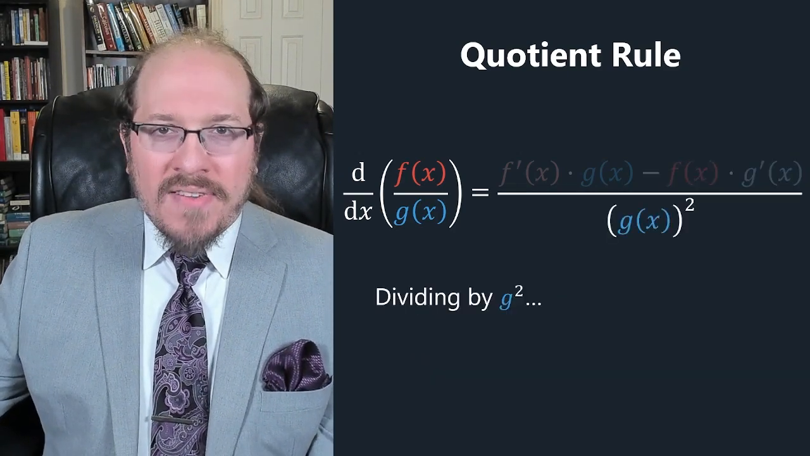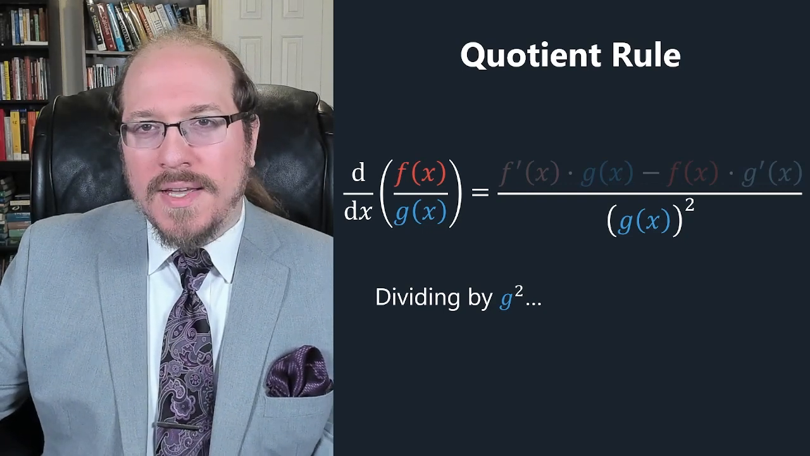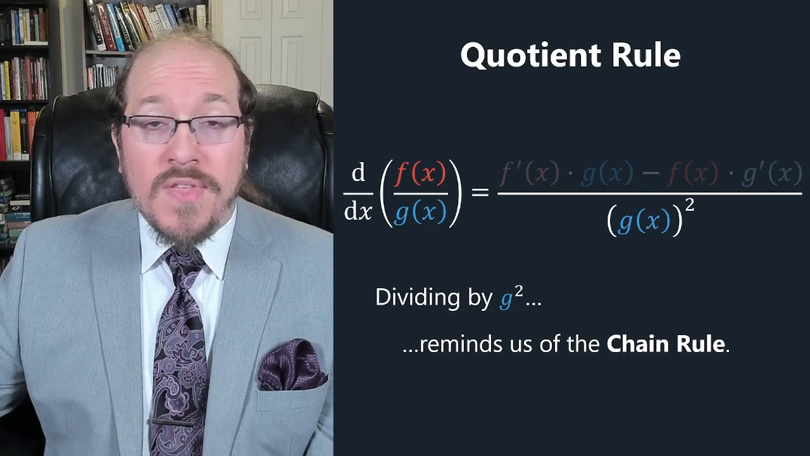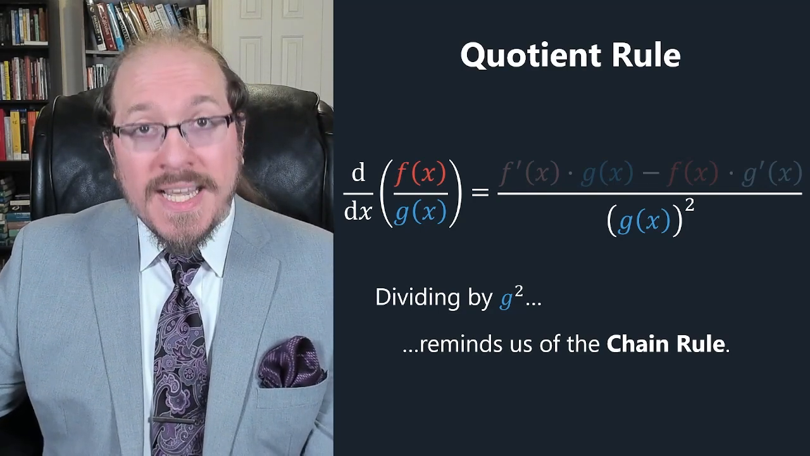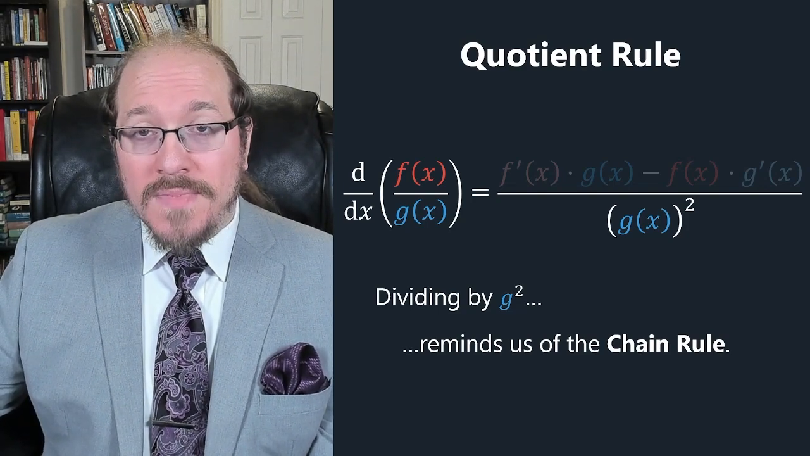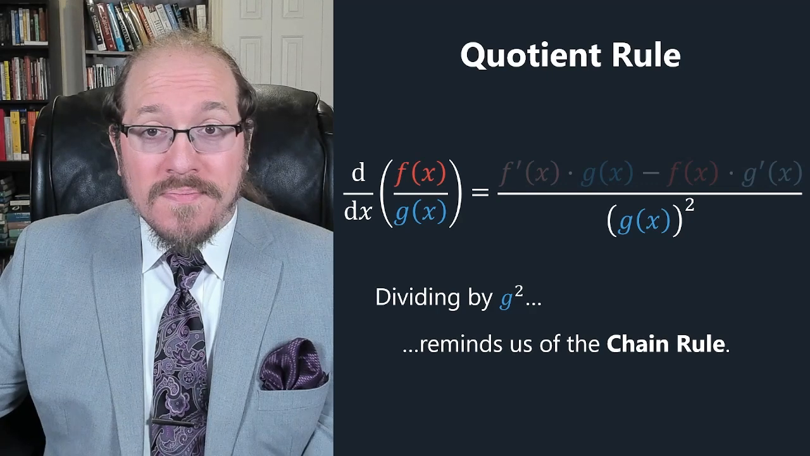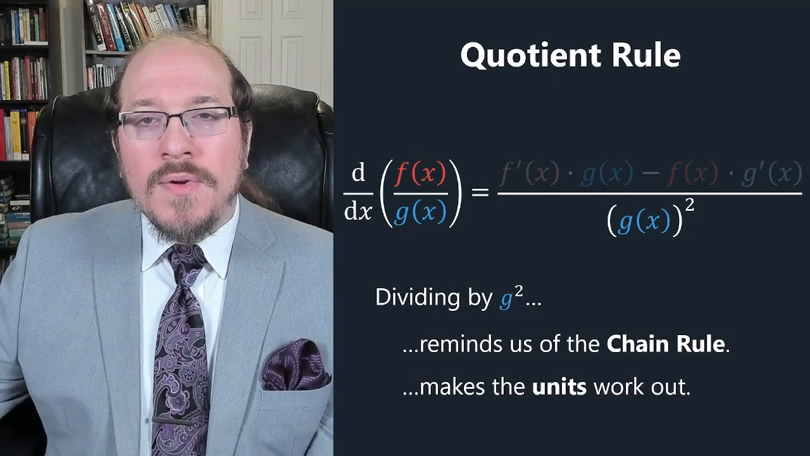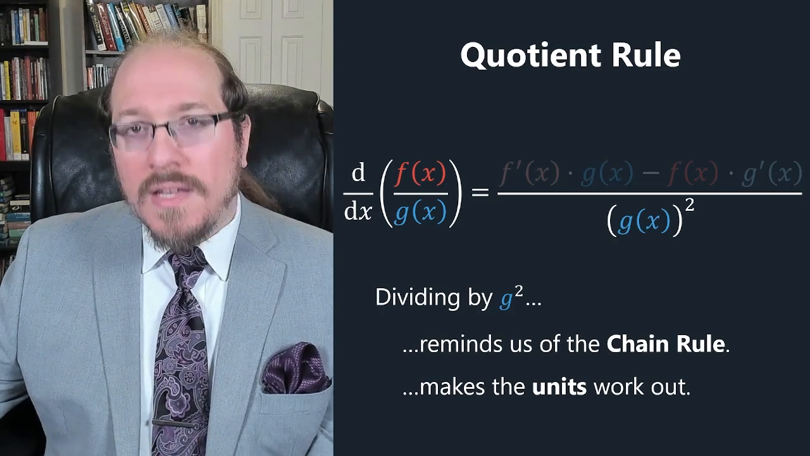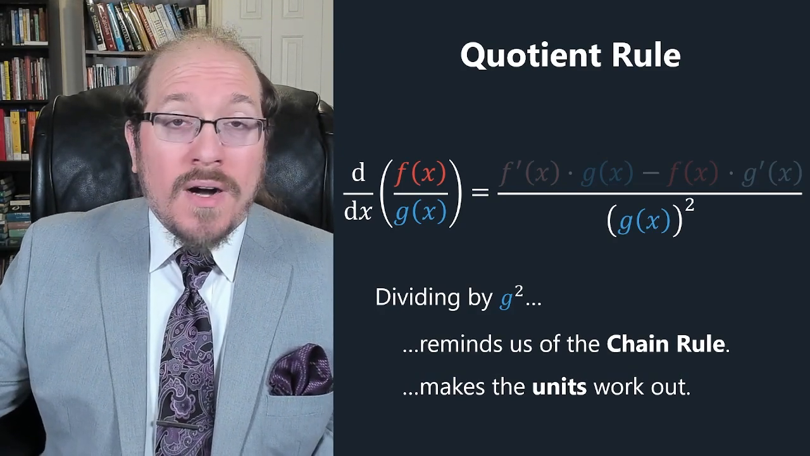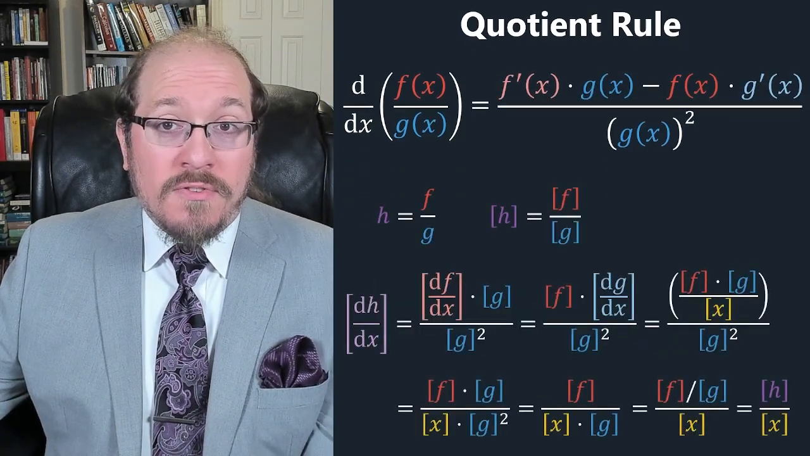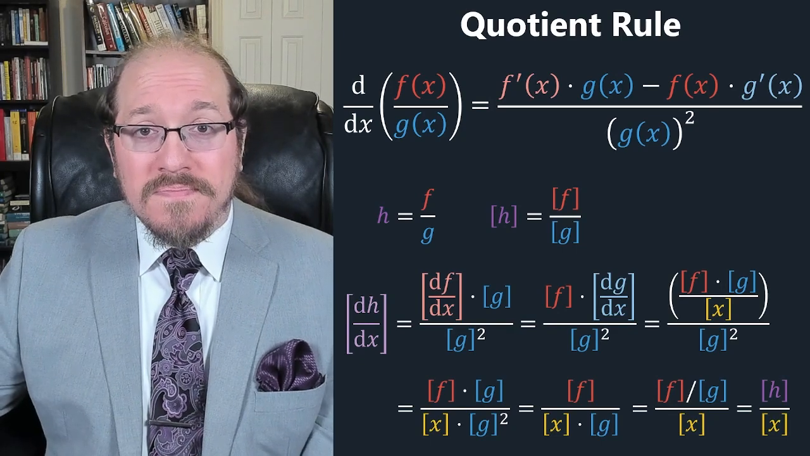And then dividing by g squared does two things. First of all, it reminds us of the chain rule that got us here in the first place. We had to take the derivative of g to the negative 1, so that gave us a factor of g to the negative 2, and that also explains the minus sign. But it also makes sure that the units work out to the units of f over g per the units of x. If you want, you could verify this on your own, or I've done it here and you can work through it and see where everything comes from.